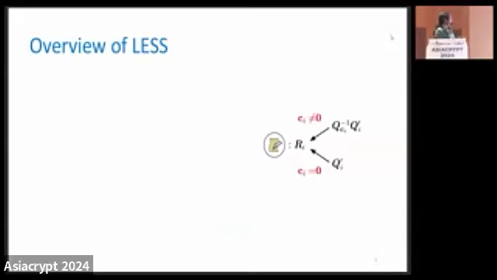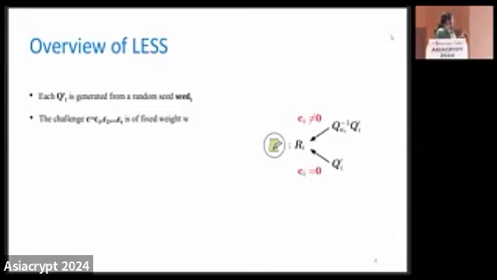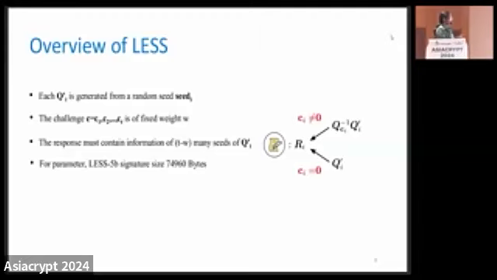So now I will explain the overview of LESS so that I can explain the fault methodology. Here each of these ephemeral keys is generated from a random seed, and the challenge value is of a fixed weight W. So there will be T minus W many zeros inside this challenge. The response must contain the seed information of T minus W many ephemeral keys. So it takes a huge signature size, around 75 kilobytes for LESS-5K.